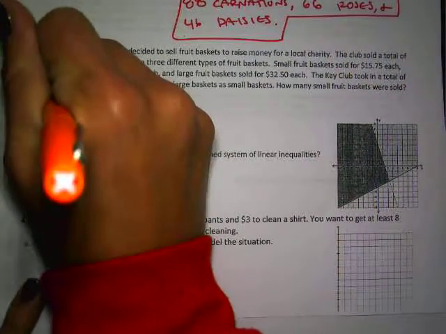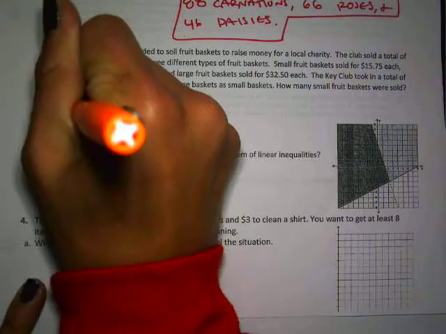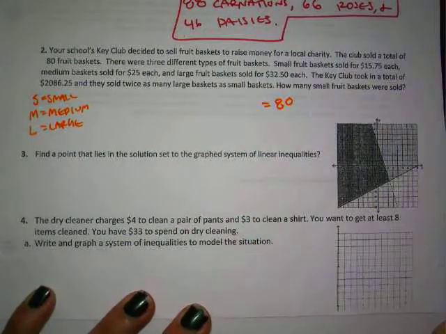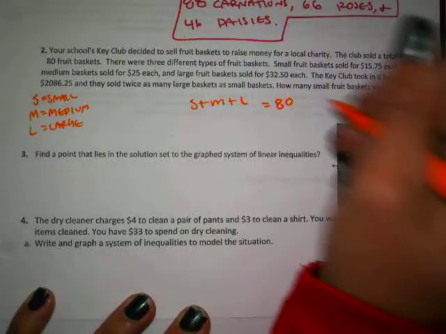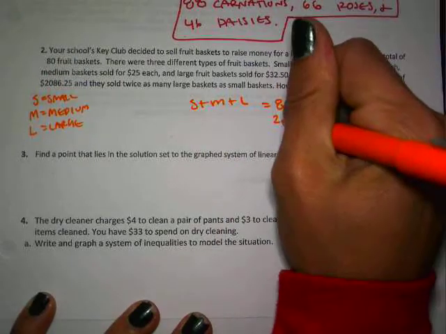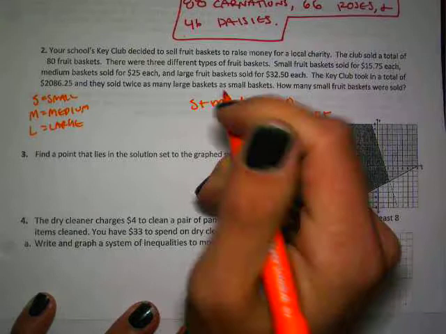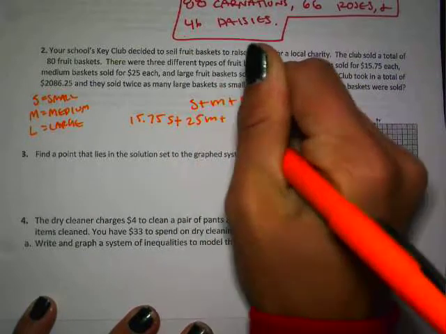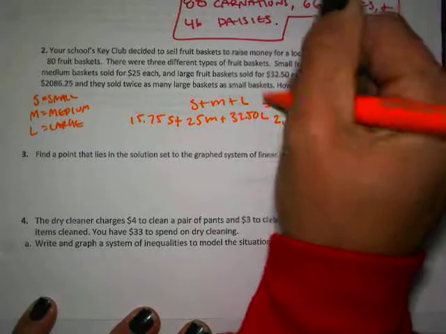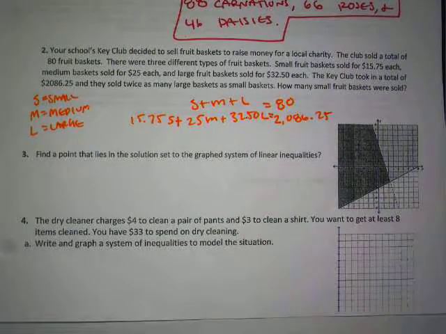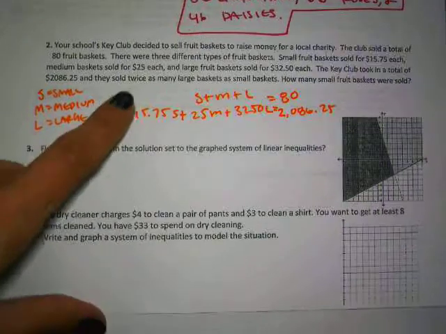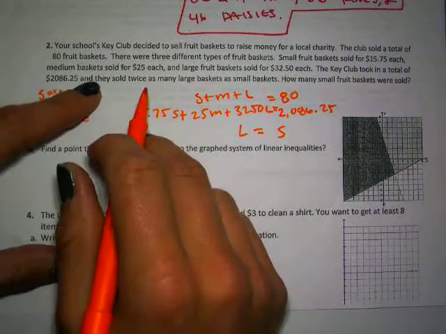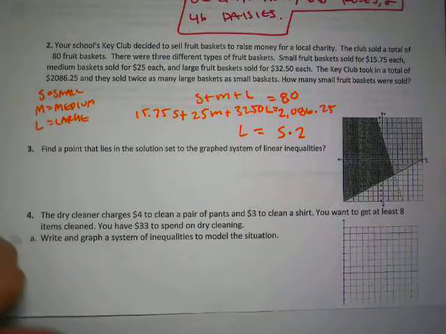So I will say S is the small ones, M is the medium, and L is the large. So I sold a total of 80 baskets. So S plus M plus L is 80. My total amount of money was $2,086.25. So 15.75 S plus 25 M plus 32.50 L equals 2,086.25. And then I sold twice as many large as small. So I know I'm comparing large and small. And since large is already twice as many, to make it equal, I'm going to multiply small by 2.